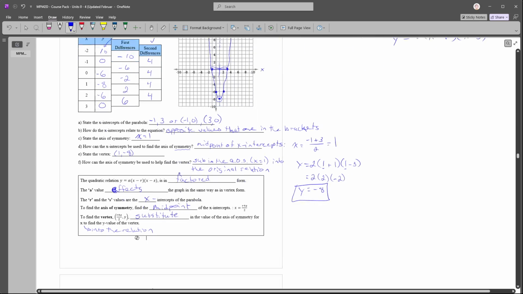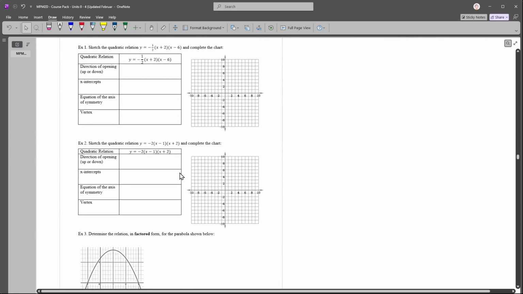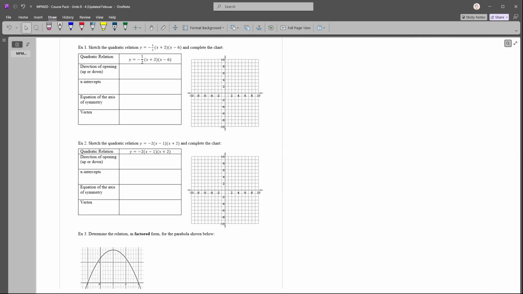Great. So let's go put it into practice. In this one here, we're given the relation and we're given a table to fill out, but we're not given any table of values or anything like that. We just got to do the work. So let's fill out the data that we know. We have y = a(x - r)(x - s). So what direction is it opening, up or down? Well, that's a negative a, so it's opening down.